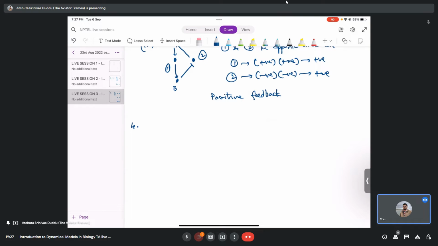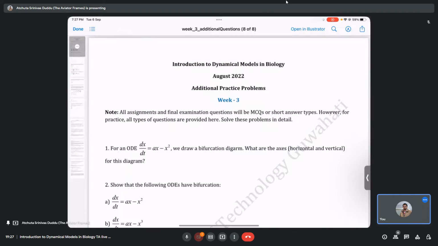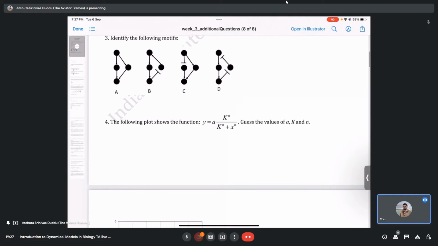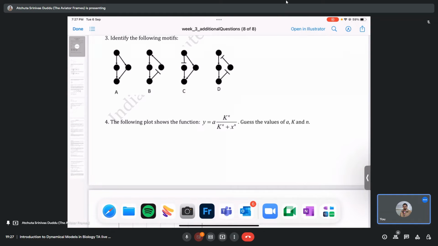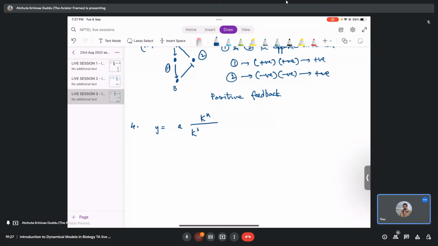So here the following plot shows the function y equal to a times k power n by k power n plus x power n. Okay, this is how y is given. Now guess the values of a, k, and n. Right, that's what they have asked us. So let's go to the plot first.